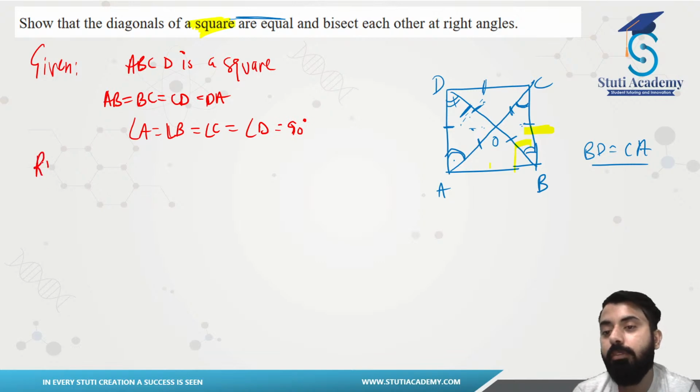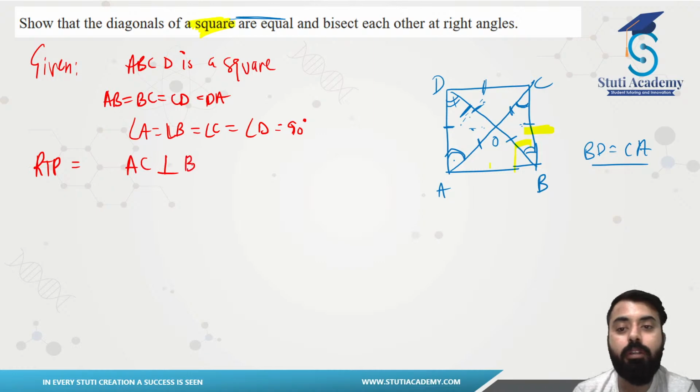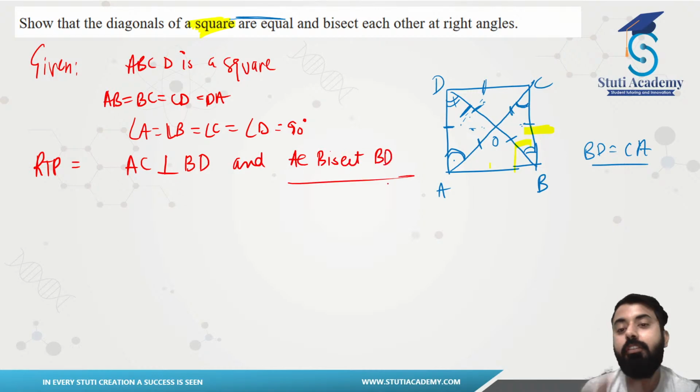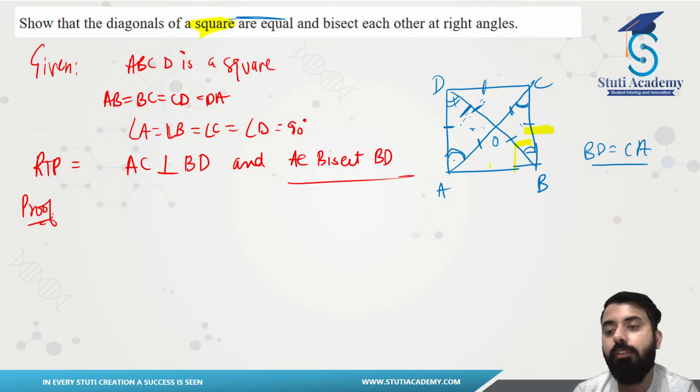Now required to prove is what? Required to prove is AC is perpendicular to BD and AC bisects BD. That is, these are the two things that we have to prove for this. Let's start with the proof now. So how are we going to do it?